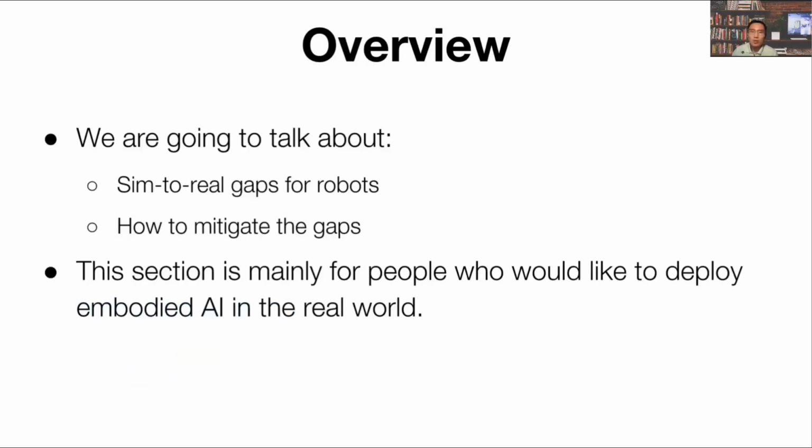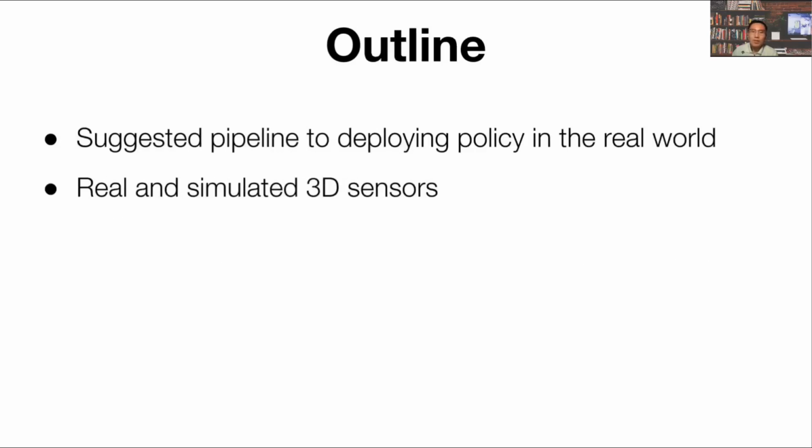In this section, we are going to talk about sim-to-real gaps for robots and how to mitigate these gaps. This section is mainly for people who would like to deploy embodied AI in the real world. This is the outline of this tutorial. Firstly, we will introduce the challenges of deploying policy in the real world and the suggested pipeline. So let's get started.